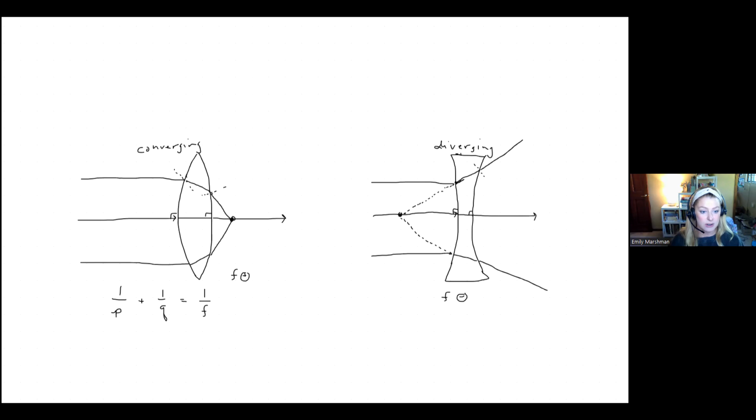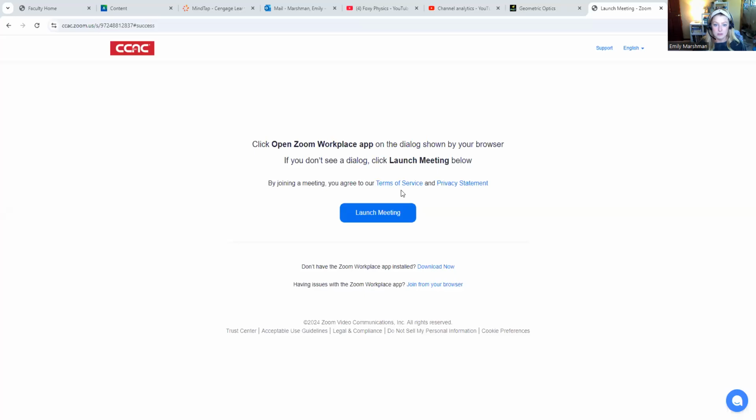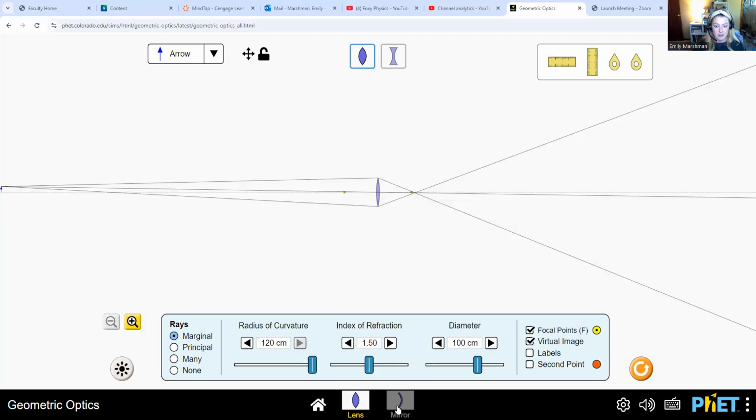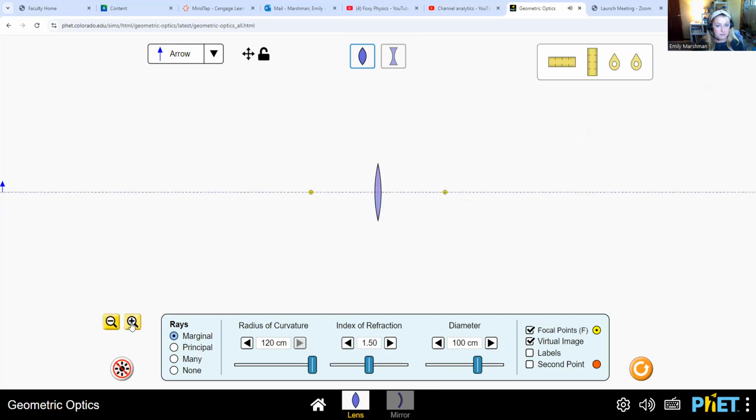Okay. We can also still use the magnification equation, negative image distance divided by object distance, p. So let's take a look at the simulation and see what it looks like for converging lenses and diverging lenses. Here's the simulation. Last time we were working on mirrors, this time we're working on thin lenses. So I'm going to turn the light rays off and I'm going to zoom in.